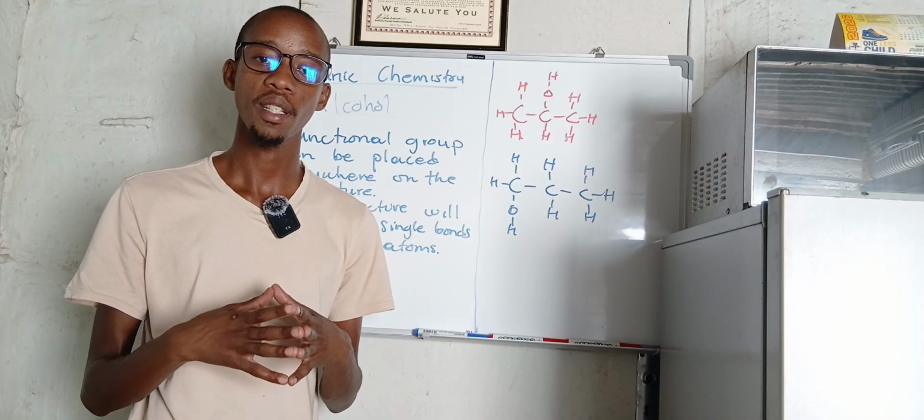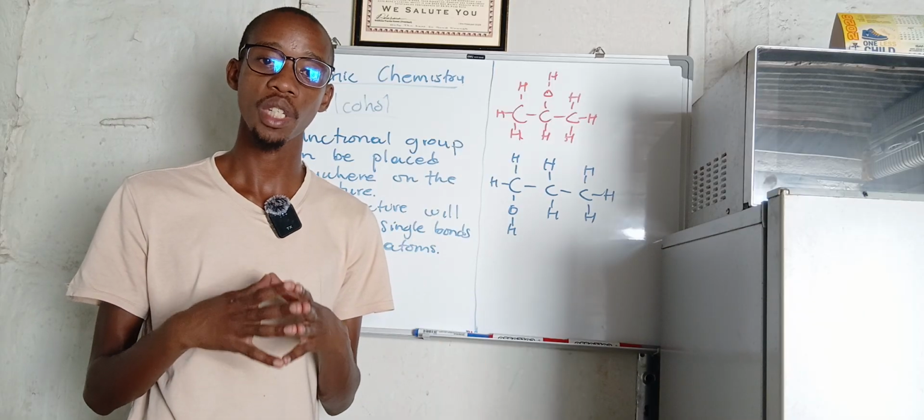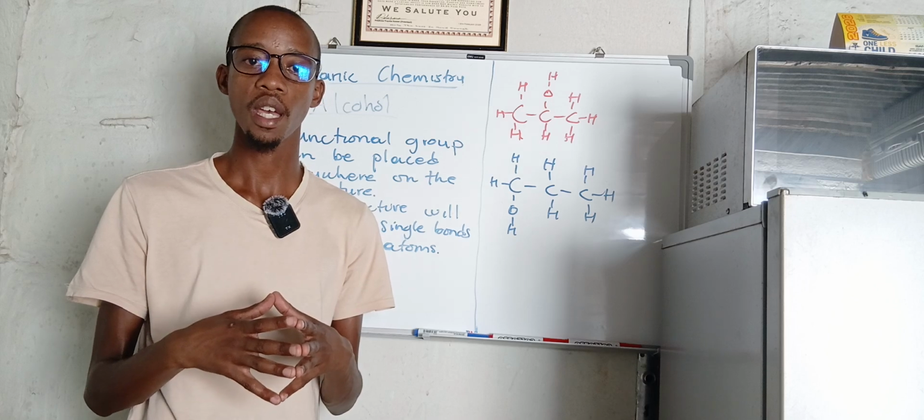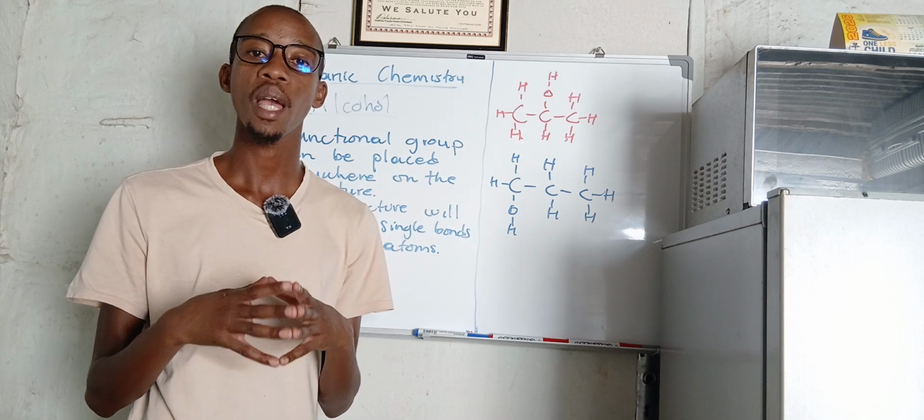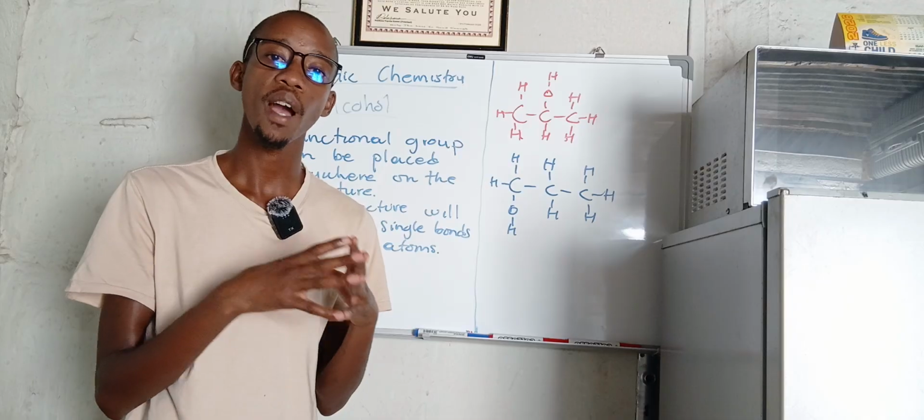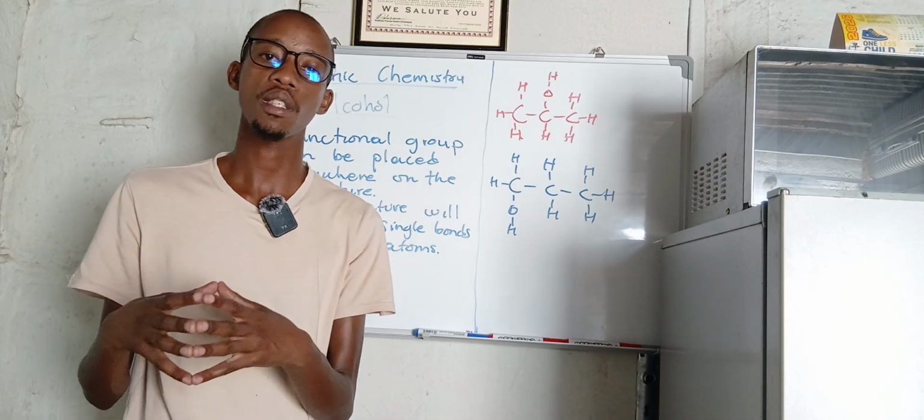So basically, that's what I wanted us to look at today, which is the nine different types of homologous series and their functional groups, and how we see them.